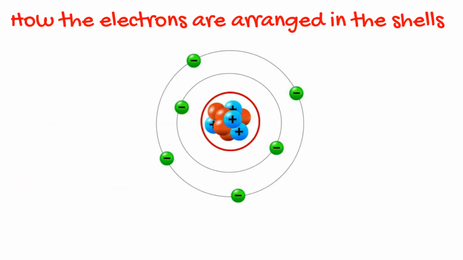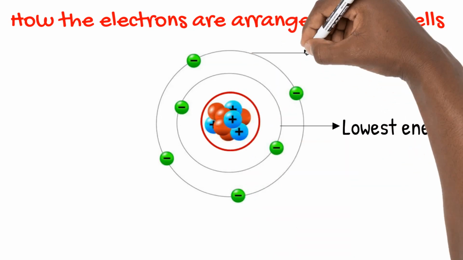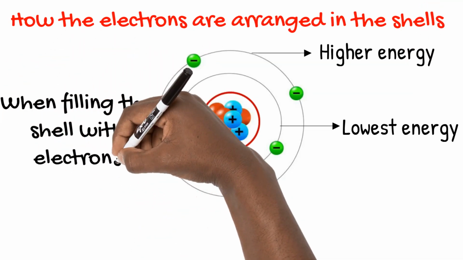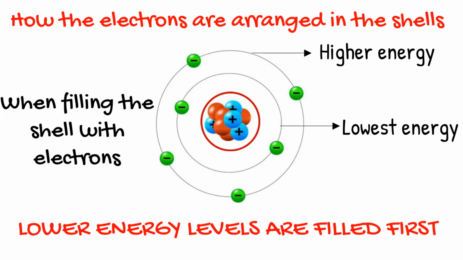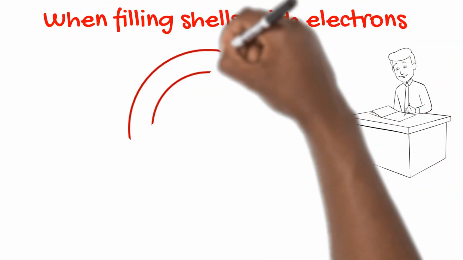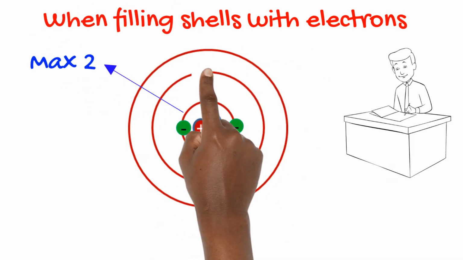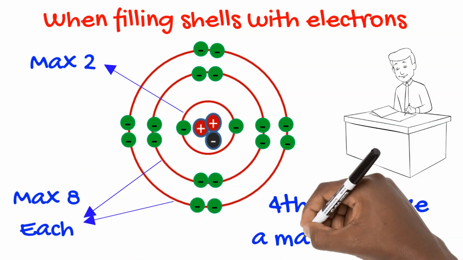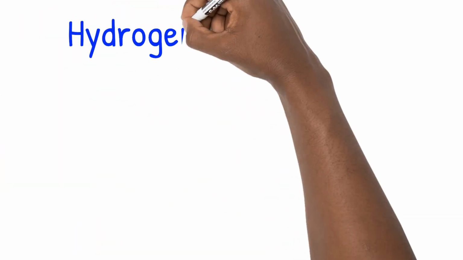Before we answer the question though, just know that the shells that are closest to the nucleus have lower energy than the ones further away from the nucleus that have high energy. So when filling it with electrons, the lower energy levels are filled first, and then the higher energy levels. A few things to note when filling electrons in shells is that the first shell takes a maximum of 2 electrons, and then the second and third shell takes a maximum of 8 electrons, whilst the fourth shell can take up to 18 electrons. Let's look at the element hydrogen.